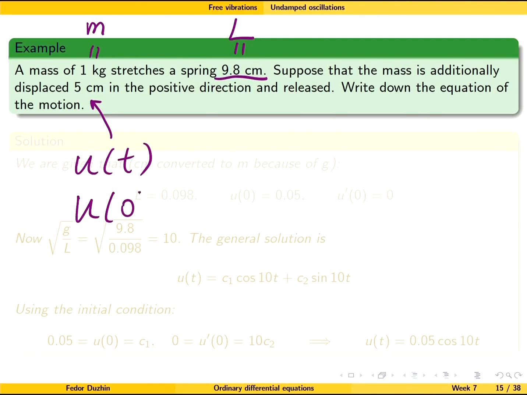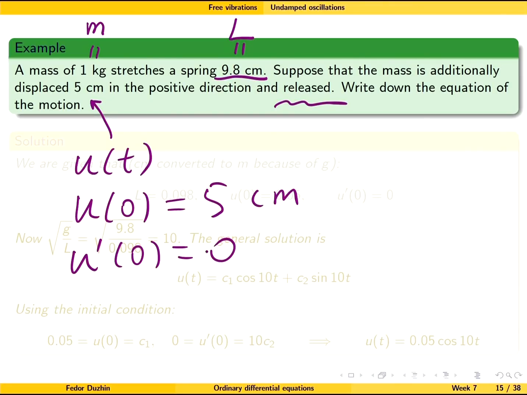and additionally displaced and released means that at the initial moment we know that u of 0 is 5 centimeters, and the word released means that we just let it go. So the initial displacement is 5 centimeters, but the initial velocity is 0, because we did not push it further on purpose. We just let it go.